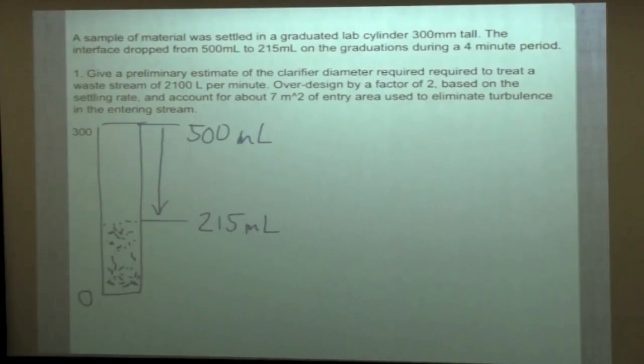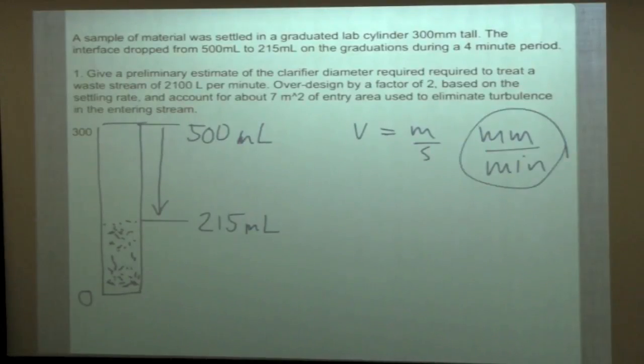What we're interested in is a number V that we want. We want a number V that is in meters per second or millimeters per minute, something along those lines. So if that's dropping, we're aiming for something in millimeters per minute. We want to know what the velocity of that interface is, in millimeters per minute, or length given time. If we're dropping from 500 to 215, then the fraction that we've dropped is 500 minus 215 over 500. So that's the percentage drop on the side of the graduations multiplied by the height.